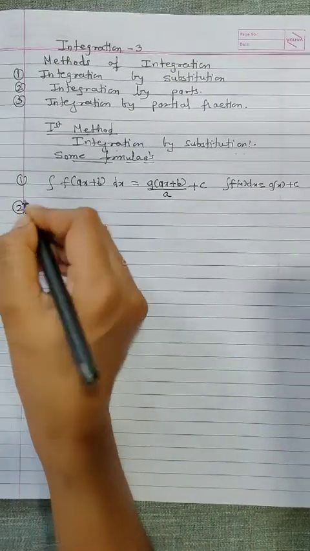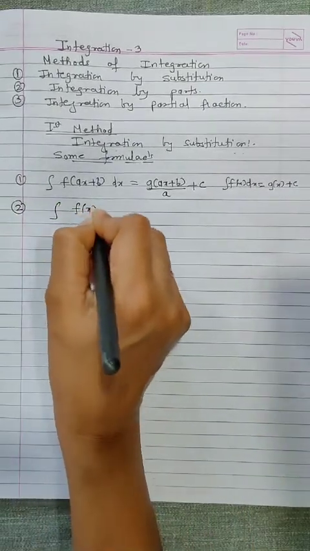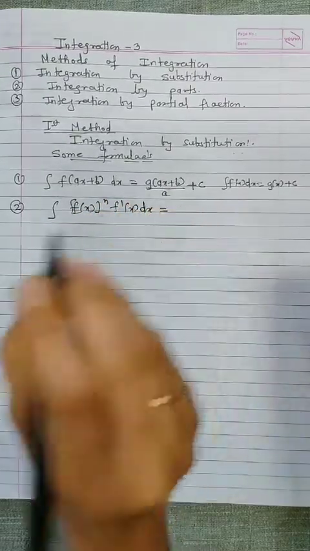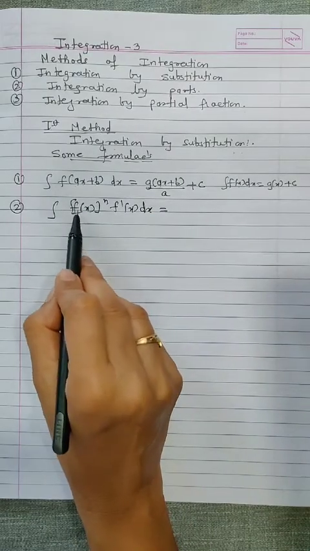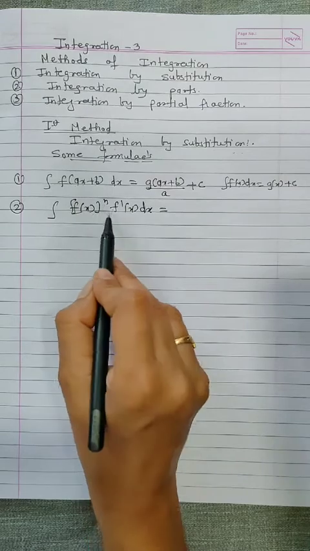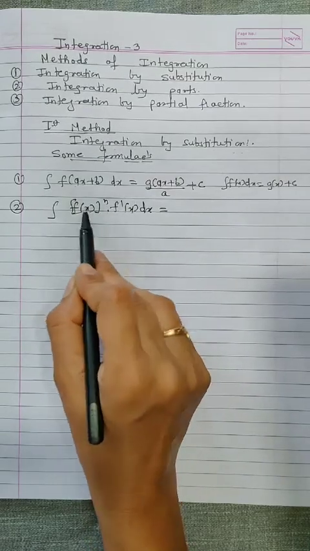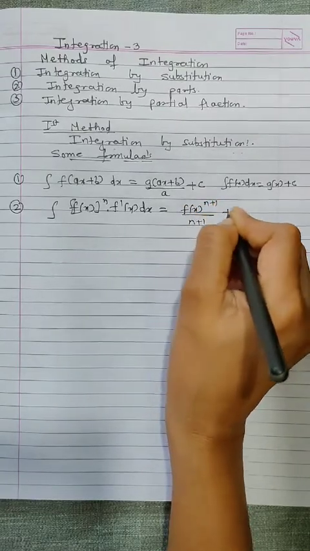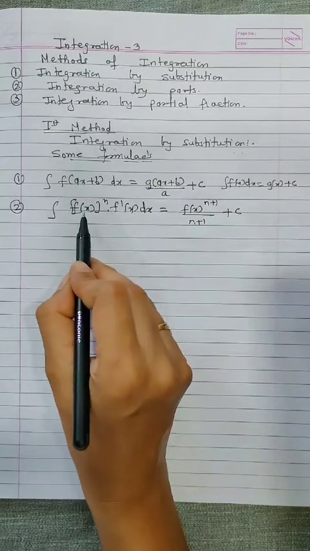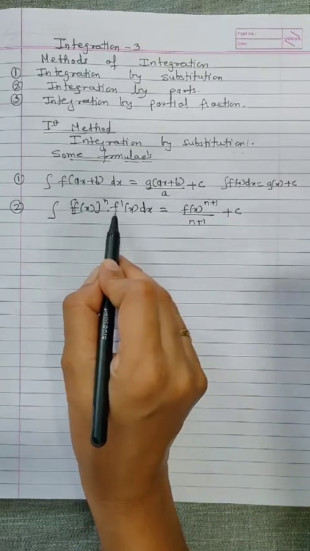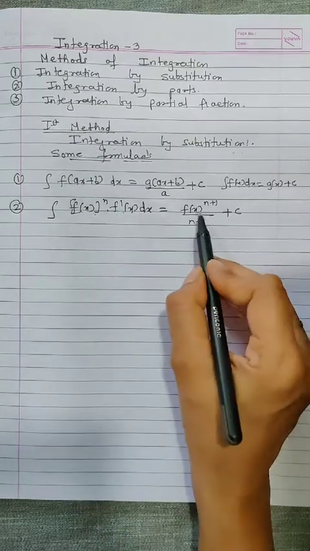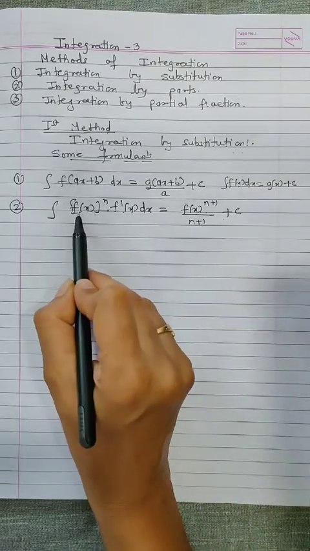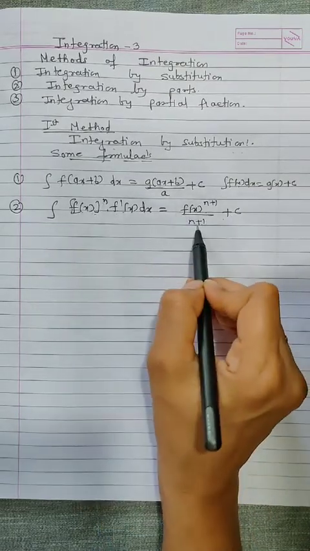Now second formula is integration f of x to the power n into f dash of x dx. Now see students, here f of x function power of function is n and it is multiplied with its derivative, then this integration will convert to f of x raised to n plus 1 upon n plus 1 plus c. Directly you have to apply the formula whenever there is power function whose power is n, and if it is multiplied with its derivative, directly you have to apply the formula f of x raised to n plus 1 upon n plus 1 plus c, means this power n will convert to n plus 1 upon n plus 1.